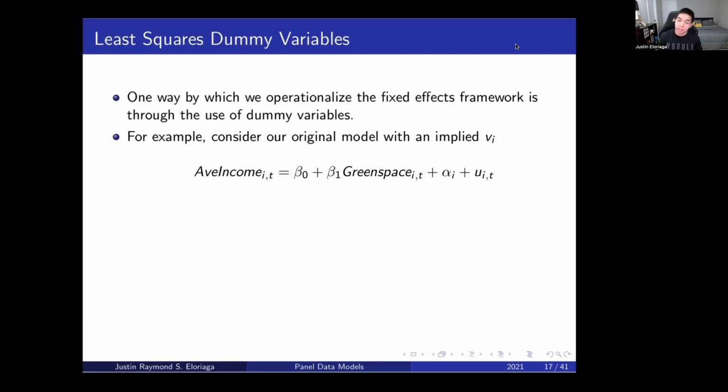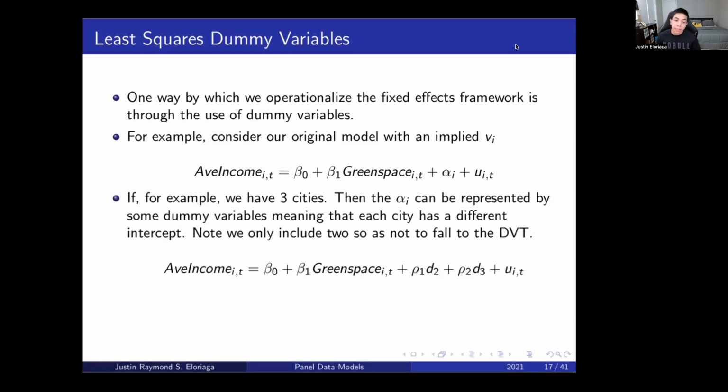Average income is equal to beta naught plus beta 1 green space plus that alpha i term and the u_it. So again, this is our composite error term, that's eta_it, right? If, for example, we have 3 cities, then that alpha i term can be represented by some dummy variables, meaning that each city has a different intercept. It's an intercept shifter if it's a dummy variable. We will only have 2 so as not to fall into the dummy variable trap.